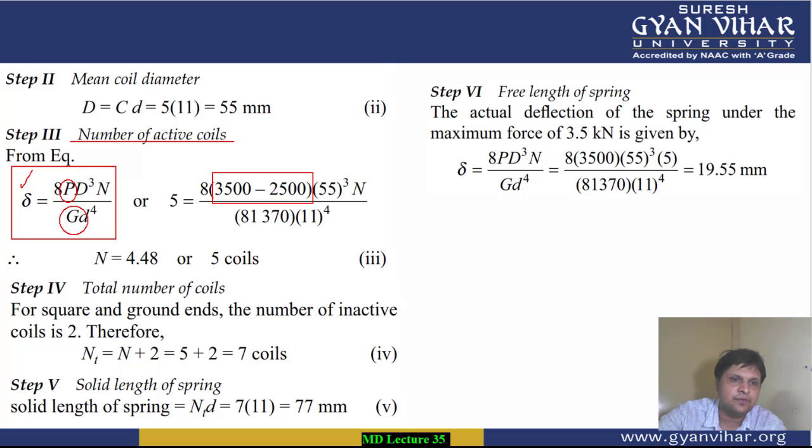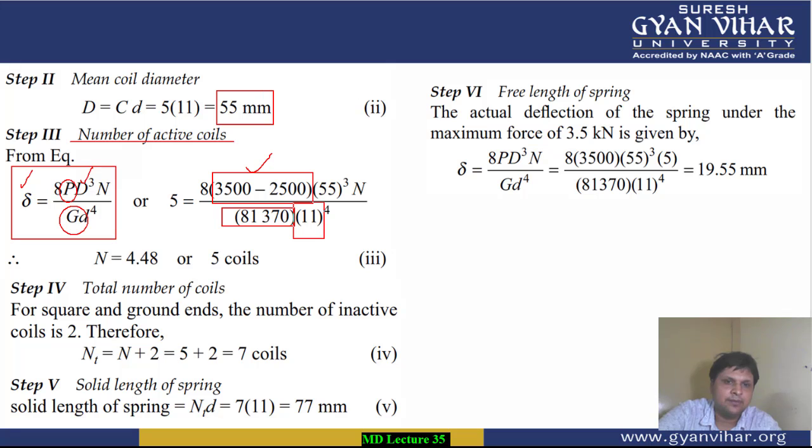So this is the deflection equation for calculation of the number of active coils. In this equation we are going to put the value of P as the difference of the maximum and minimum loads. And capital D is what? Capital D is the mean coil diameter, 55 mm, already calculated. Then G is given to us as 81370, the modulus of rigidity of the material.